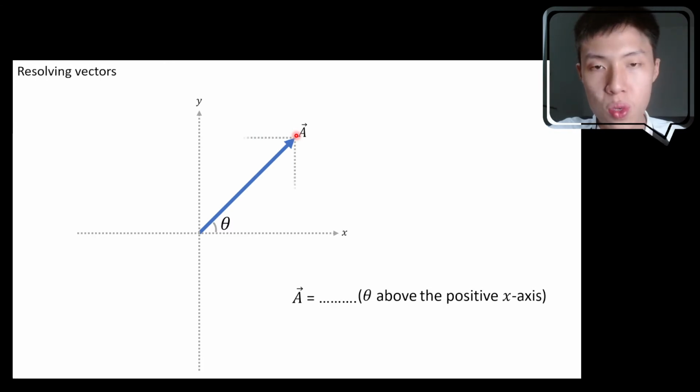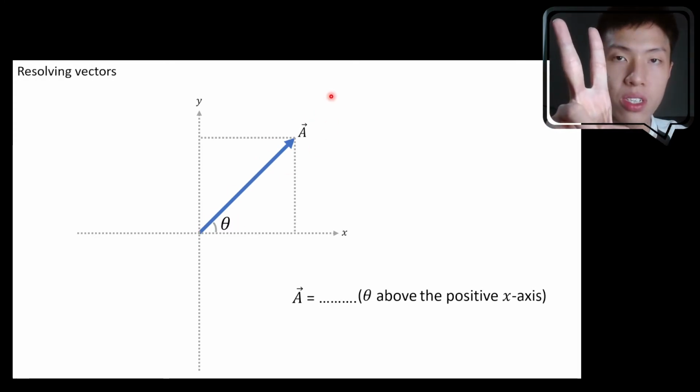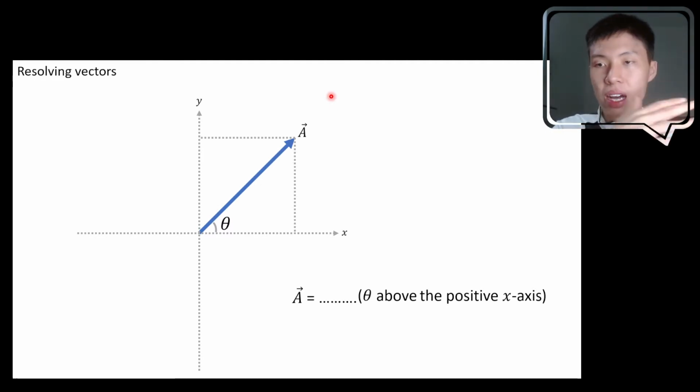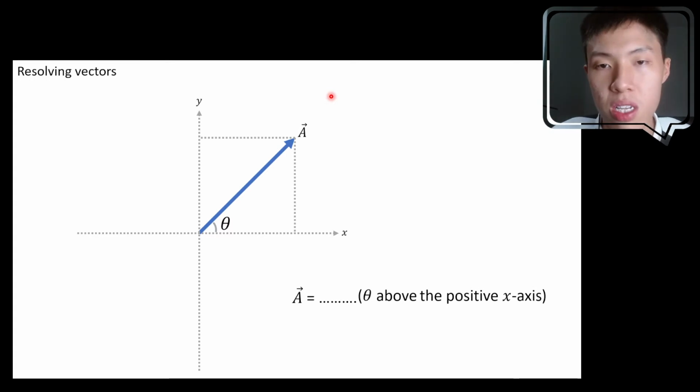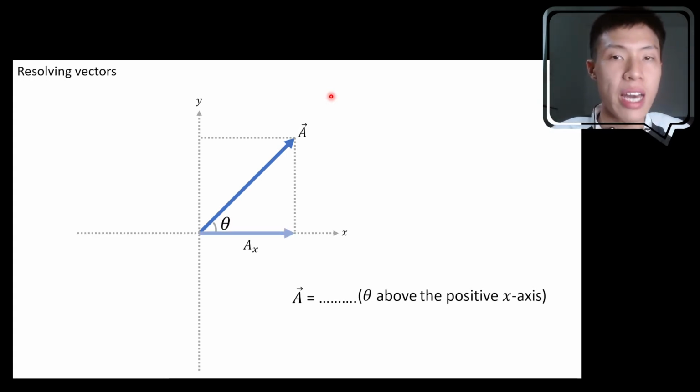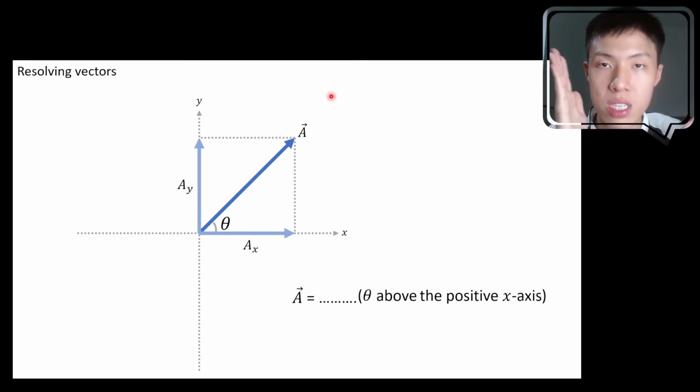So now, resolving vectors is something that we do very often when we are dealing with calculation of vectors. What we do is we split this single vector A into two components. A 2D vector, because it involves x and y dimension, consists of two components. One component will be the x component, one component will be the y component. So resolving vectors is a step where we split a vector into these two components.